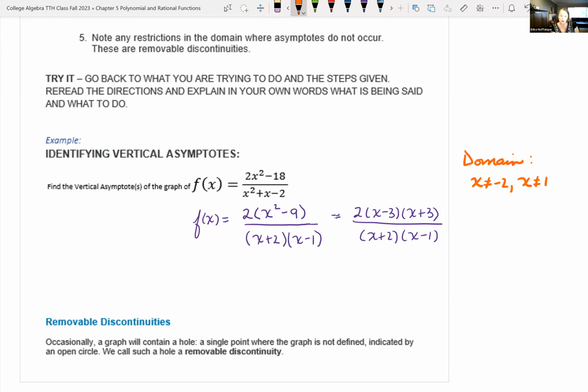Notice there's no common factors in both the numerator and denominator, so there's nothing I can simplify there. And so my vertical asymptotes, we said, were values which set our denominator equal to 0, but not also our numerator. So looking at this, we have a vertical asymptote.